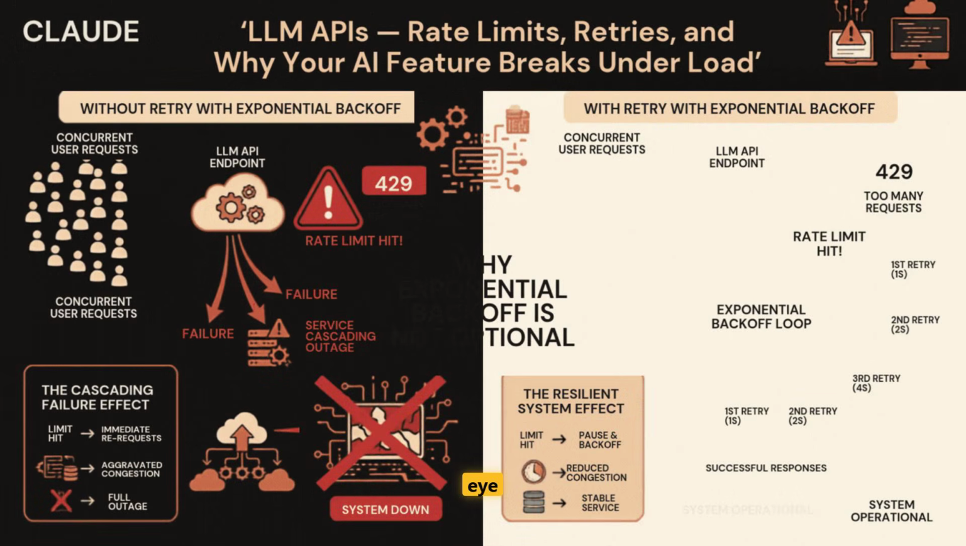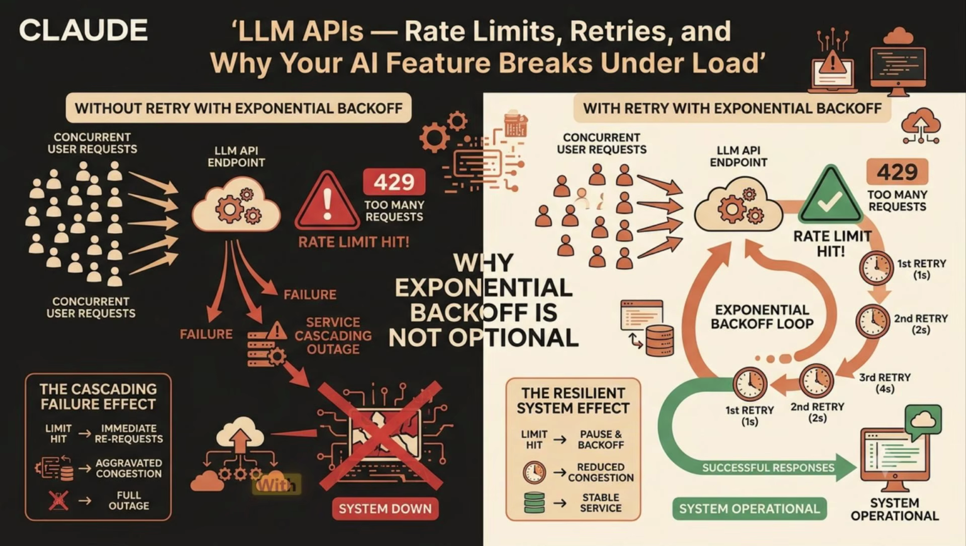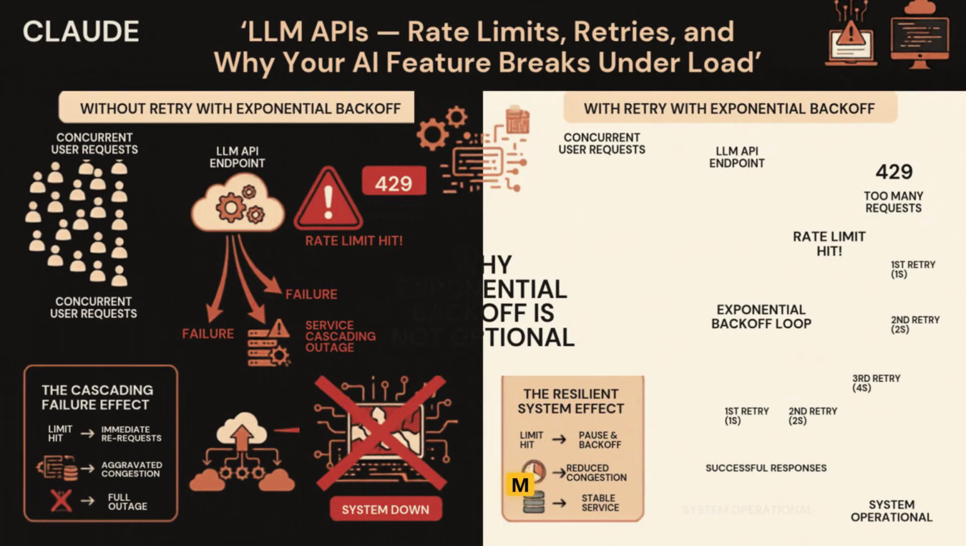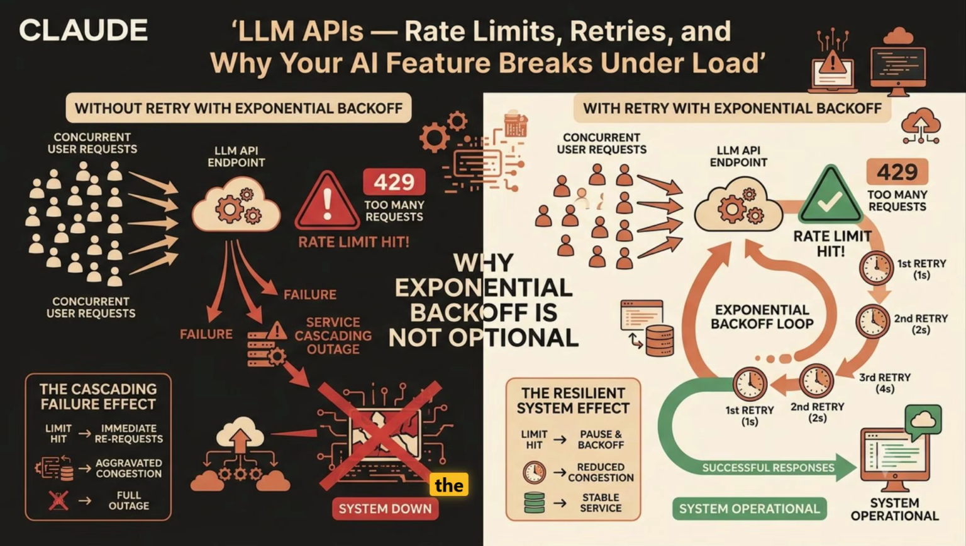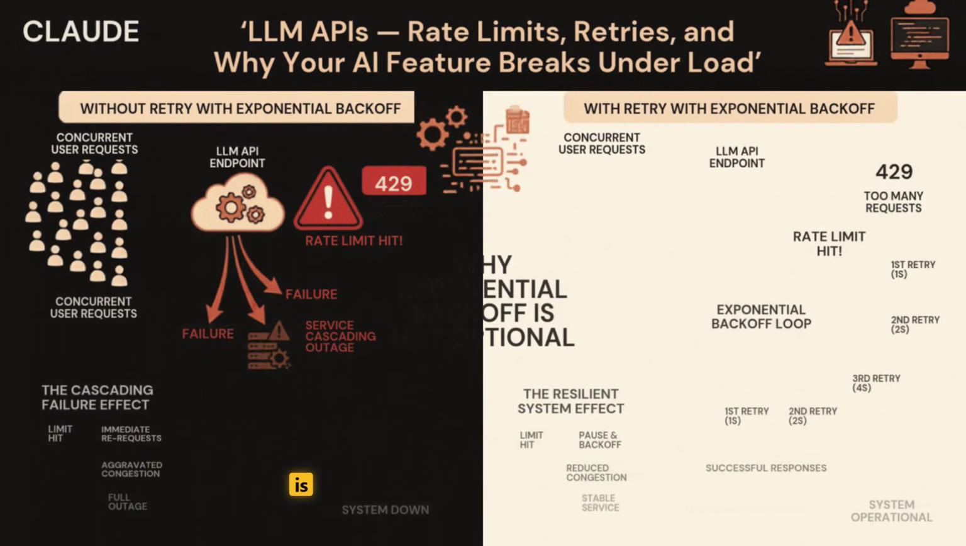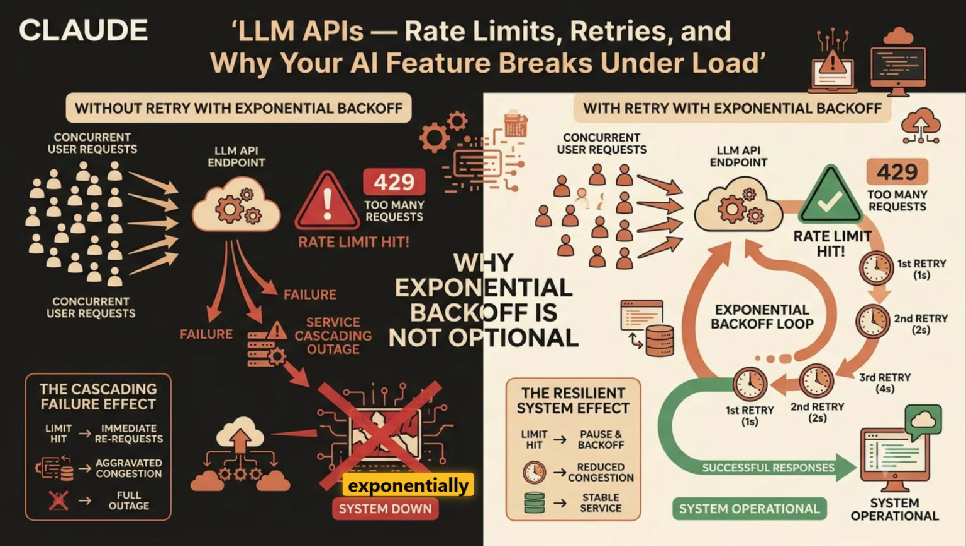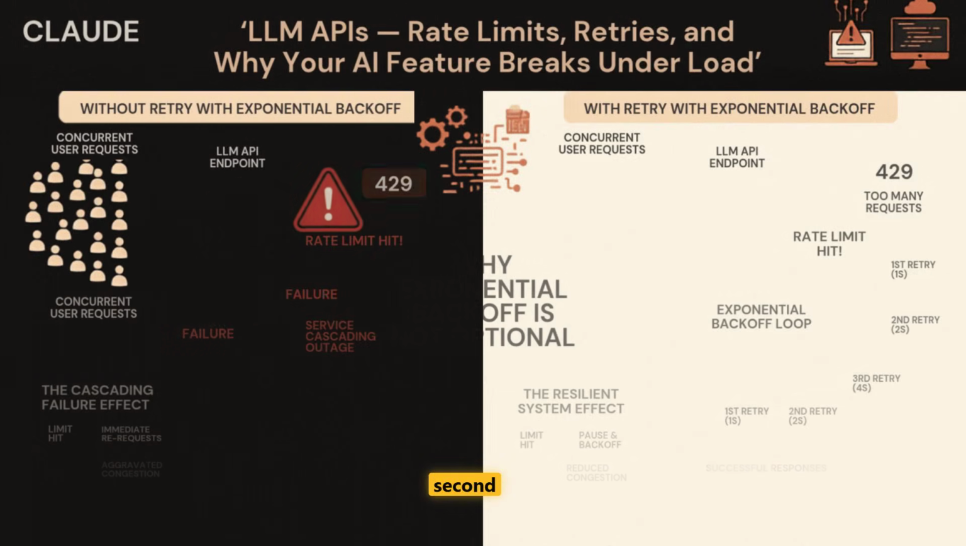Now guide your eye to the right side with retry with exponential backoff, which builds a resilient system shown with that clear light background panel. When the LLM API endpoint returns the rate limit error, your app catches it and starts the exponential backoff loop. This is the non-optional constraint. Your clients must pause and then exponentially back off, progressively increasing the wait time before the first retry at 1 second, the second at 2 seconds, and the third at 4 seconds.